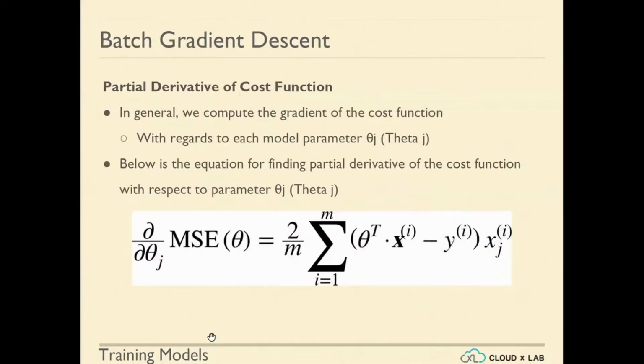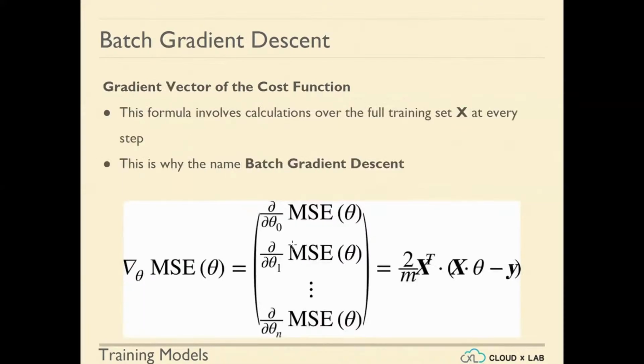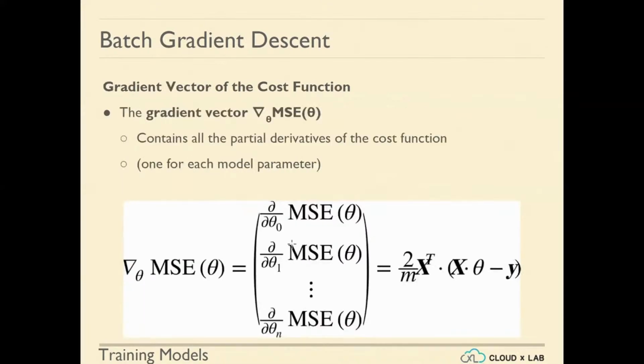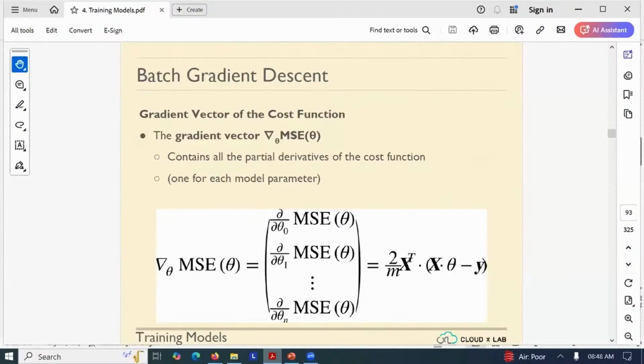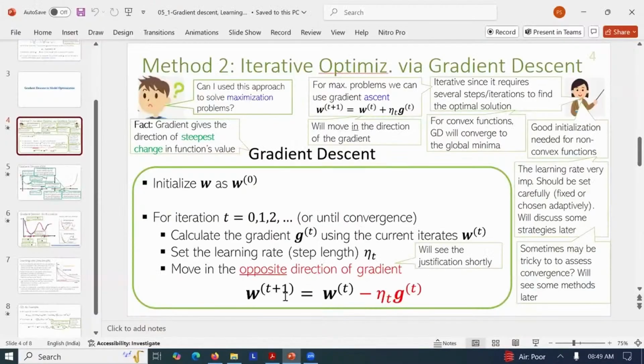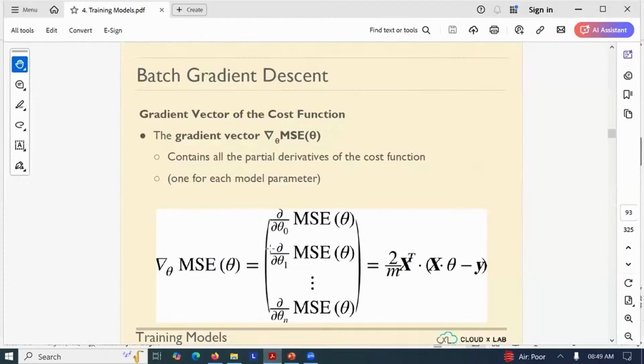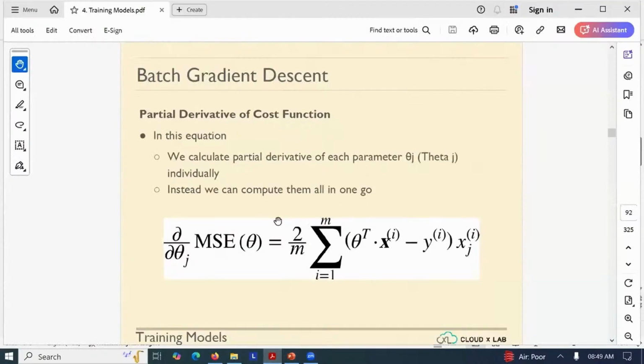Okay. So if you differentiate MSE with respect to theta, we will get this gradient, and we will use this gradient to update this equation, right? W new is equal to W old minus eta t times dt, right? Okay. So this is the gradient.